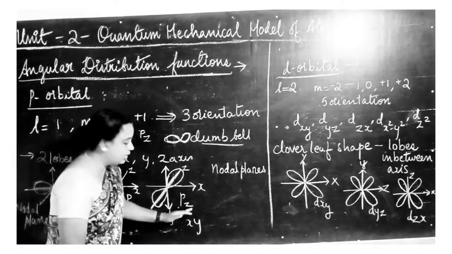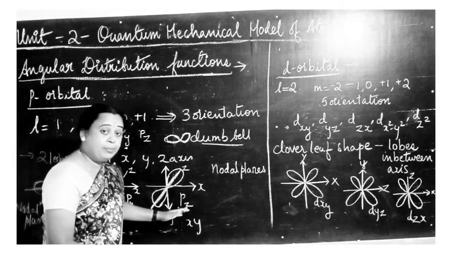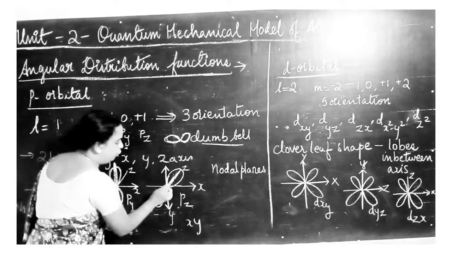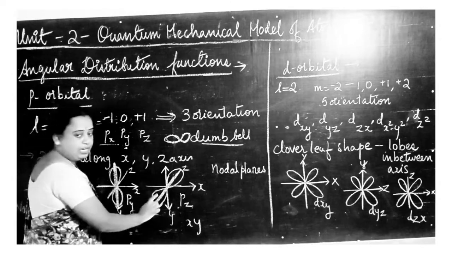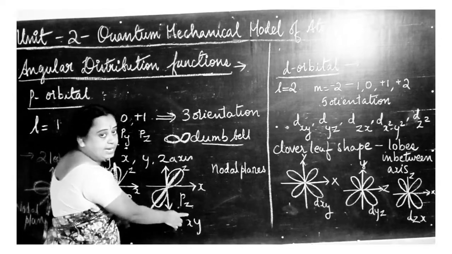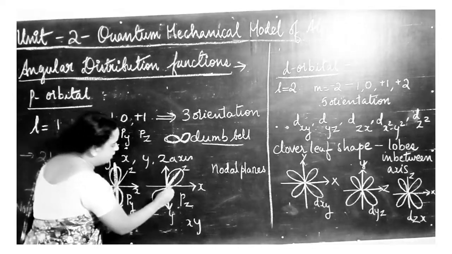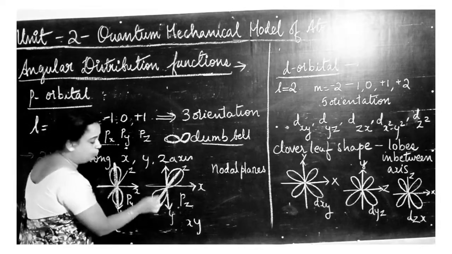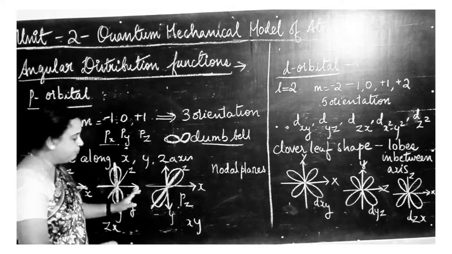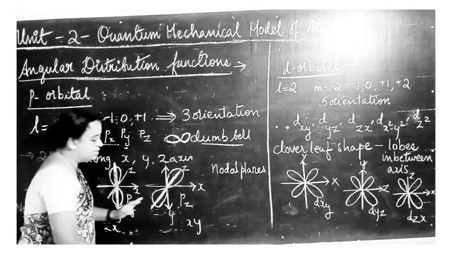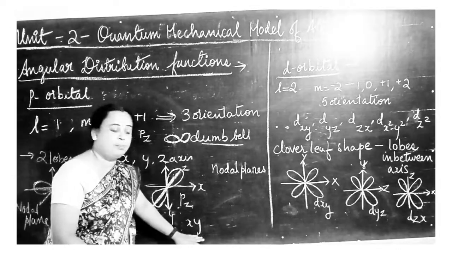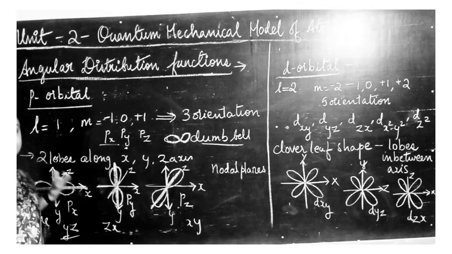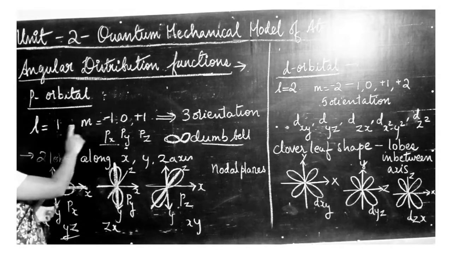Now let us look at the next orientation, pz. So pz means the dumbbell-shaped lobes are seen on the z-axis. You can see this is the z-axis, this is the x-axis, and the y-axis. On the z-axis the lobes are seen, and on the x-axis and y-axis there are no lobes, so they are considered as the nodal plane xy. So this is the diagrammatic representation of the shape of the p orbital.